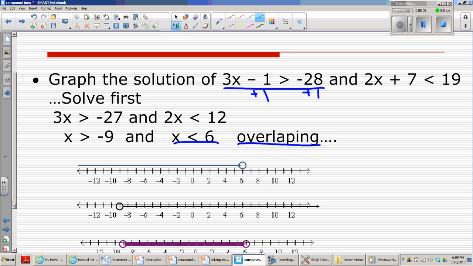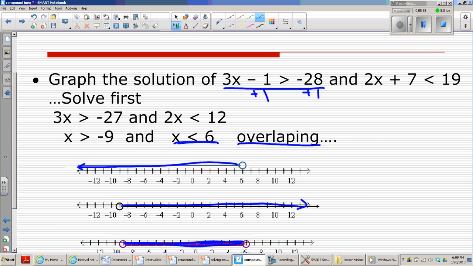Here's the second one. x is less than 6. We got an open circle pointing left. Now we have an open circle with negative 9 pointing right. Where do these two overlap? We have an open circle at 6, an open circle at negative 9, and we have all the numbers in between negative 9 and 6.